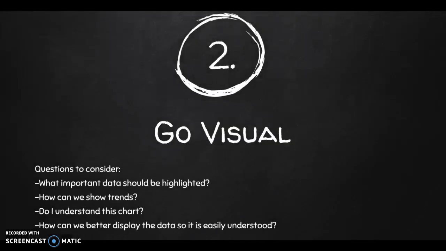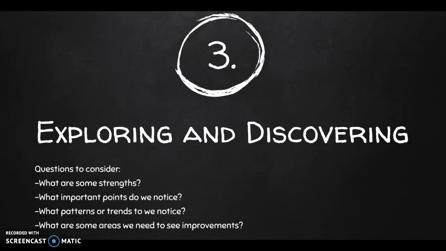What important data should be highlighted? How can we show trends? Do I understand this chart? How can we better display the data so it is easily understood? Number 3, exploring and discovering.